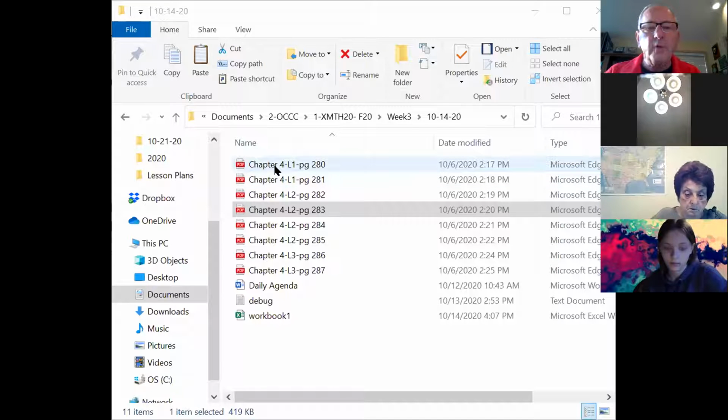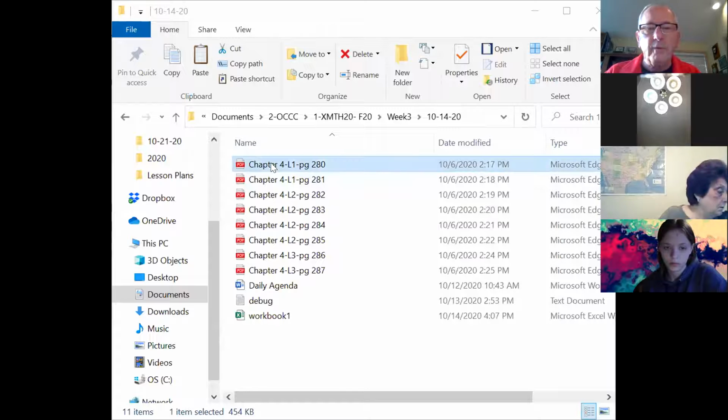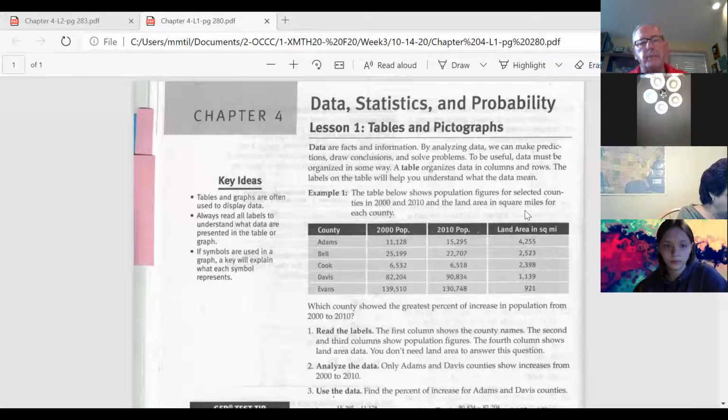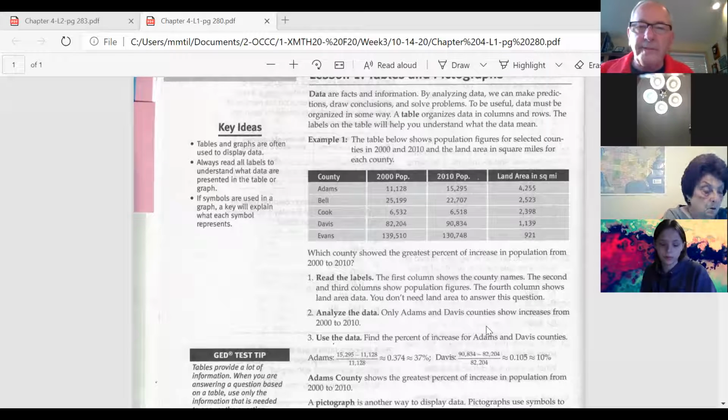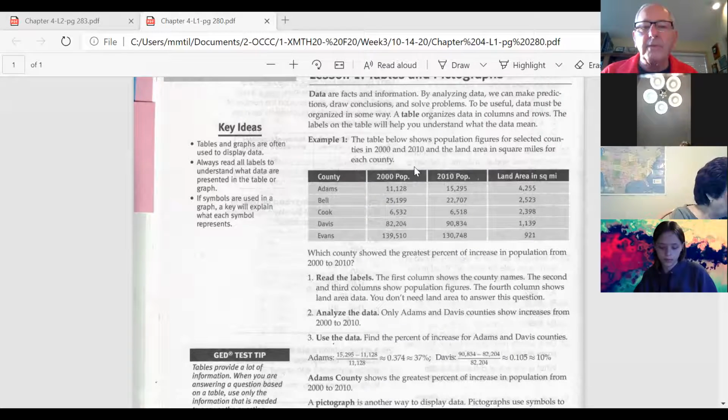And it's in chapter 4, lesson 4. So this is all about data. Data, statistics, and probability, and we'll do the probability on Wednesday. But anyway, it's just looking at tables, looking at data and how to read it and how to display it. That's what this is all about. Example 1: the table shows population figures for selected counties in 2000, 2010, and the square miles of each county.